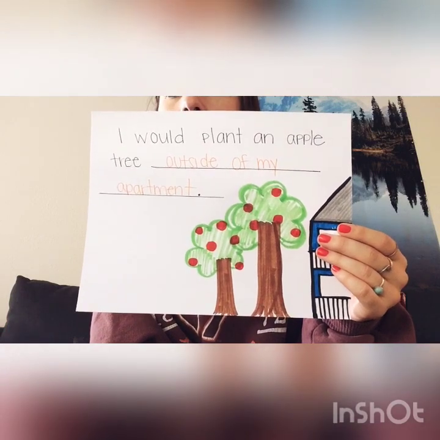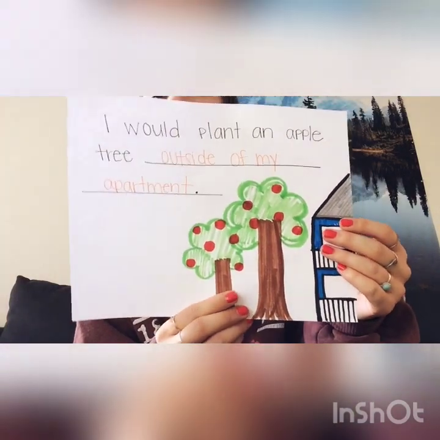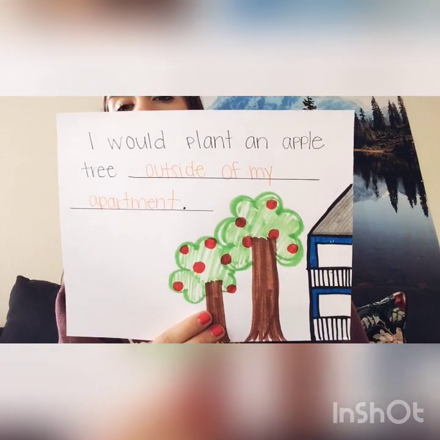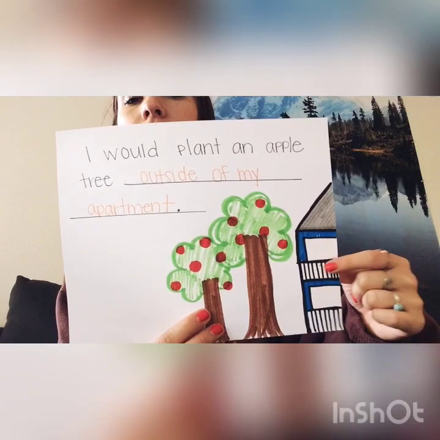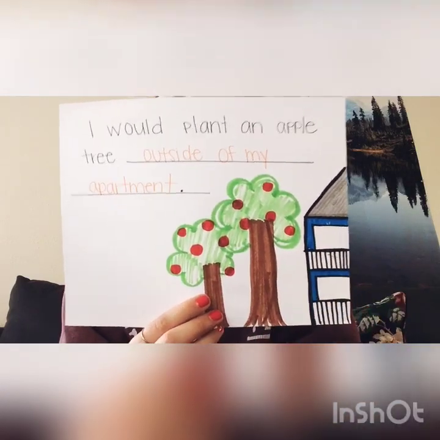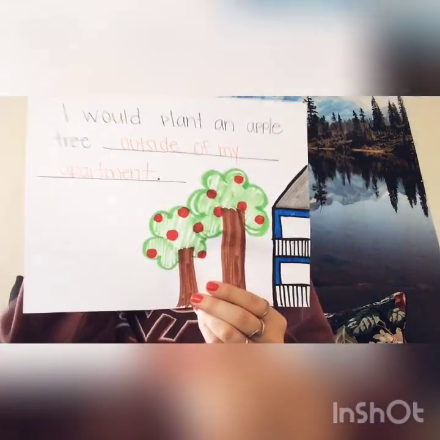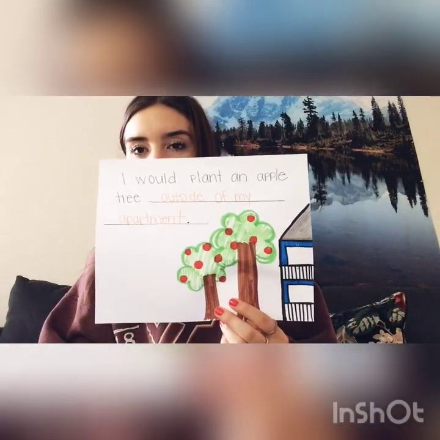So I chose to write, I would plant an apple tree outside of my apartment. So I drew my apartment over here. I've got my balcony and I've got my apple trees right next to it because I would love to have an apple tree right outside of my balcony where I can pick an apple every morning. So I think that would be a cool spot to plant an apple tree. You are going to decide where you would like to plant one if you had the opportunity, and I can't wait to see the different places that you guys come up with.